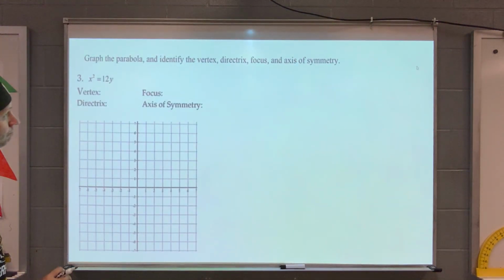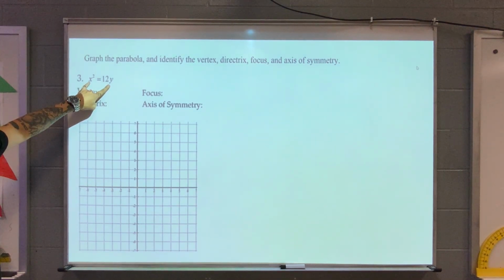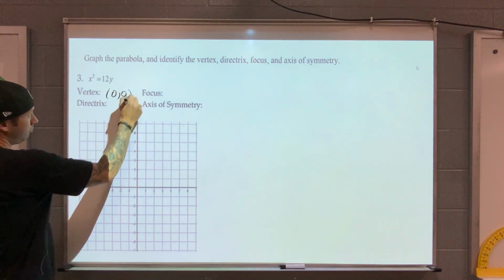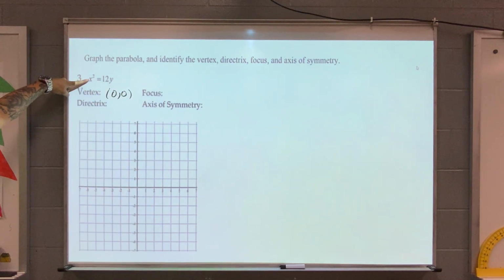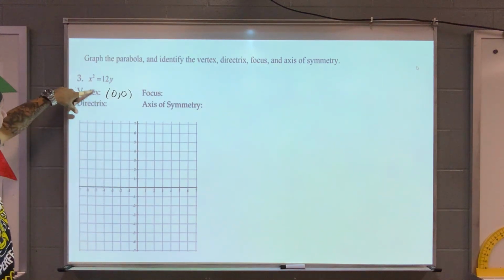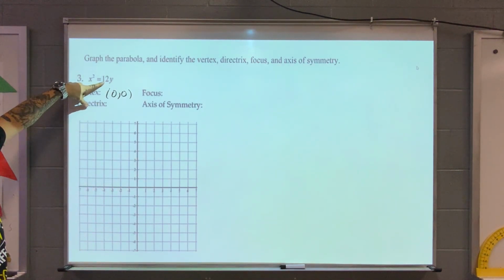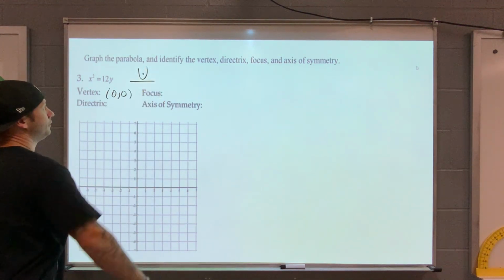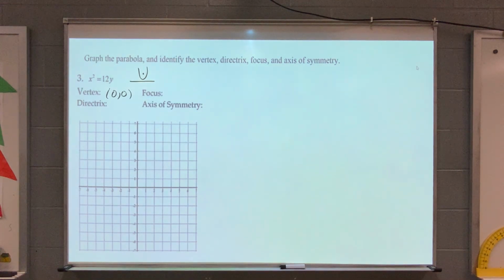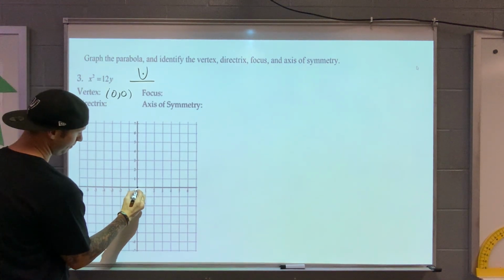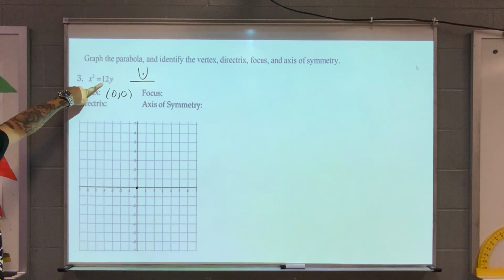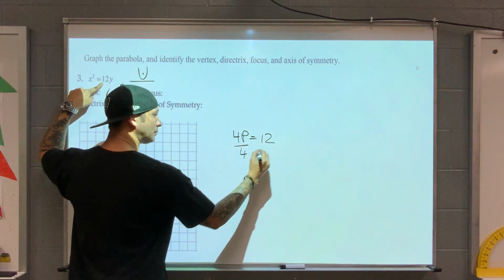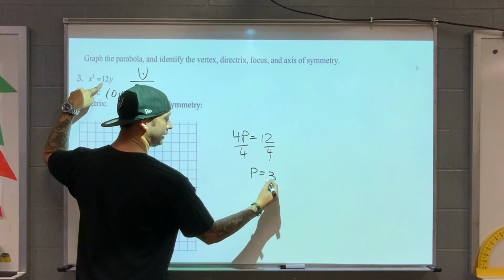All right, number 3. Okay, no numbers associated with x and y, so (0, 0). This time the x has the square, so this is up or down, and this is positive, so it's going to be up. So it's going to look like this, roughly. The vertex is at (0, 0). We're going to take this value and set it equal to 4p. Divide both sides by 4. p is equal to 3.